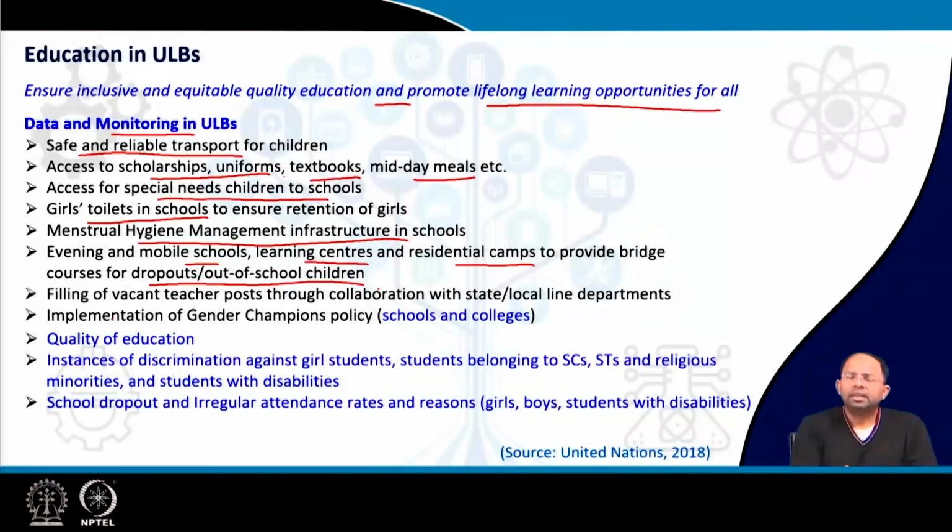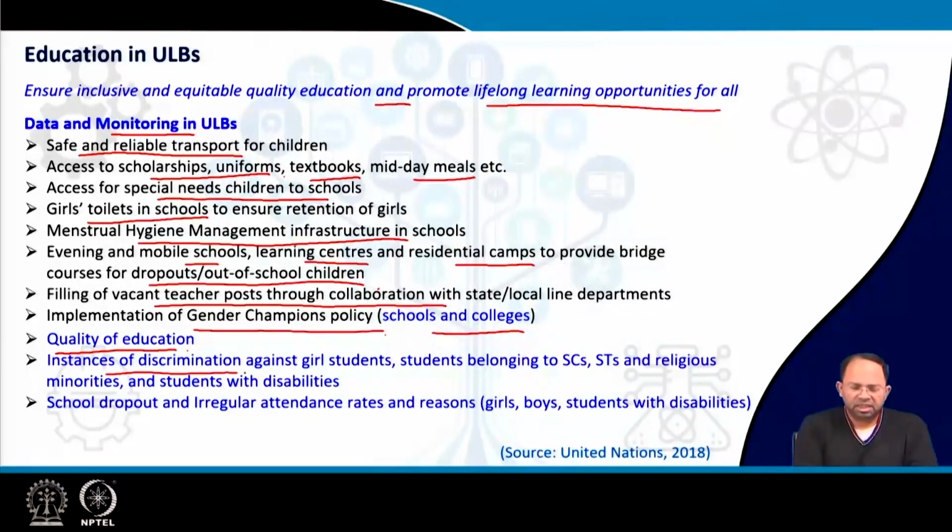Then to also create good teachers. The first job is to fill the vacant teacher posts, and implement a gender champions policy in schools and colleges. This is also where boys or men are trained to uphold the importance of the women gender, or to make sure of the rights of the other gender. So they are the gender champions. So, creation of that. The overall goal is to provide quality education, and the overall quality of education has to be tracked.